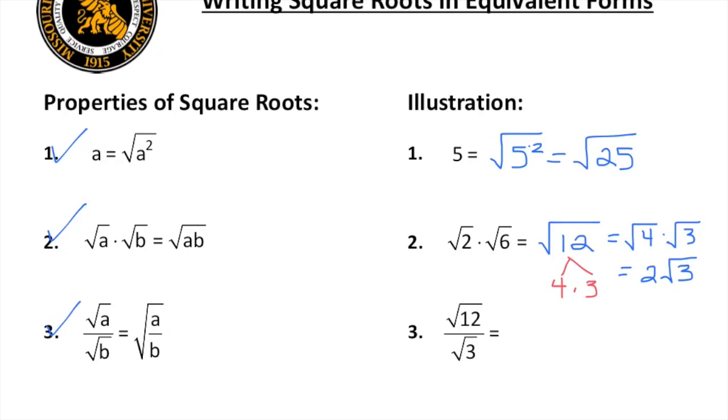Property 3 tells us that if we have a fraction in which the numerator and denominator both involve square roots, we can write the entire fraction with a single square root. So consider the square root of 12 over the square root of 3. According to property 3, we can write this as a single square root all over the fraction 12 thirds. But remember, 12 thirds can also be thought of as 12 divided by 3. So simplifying the 12 divided by 3, we get the square root of 4, which simplifies to 2.